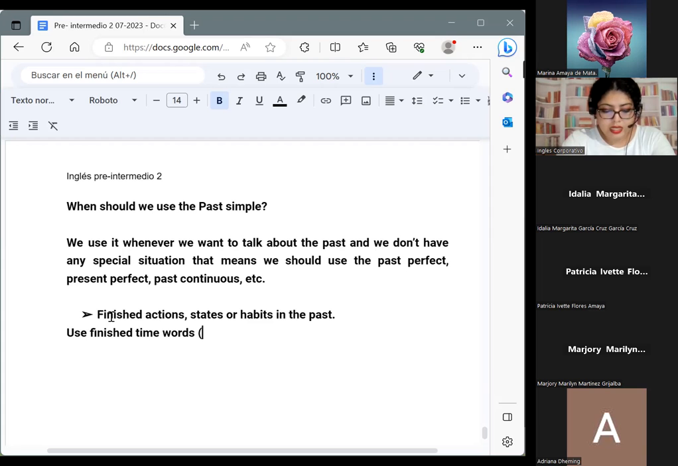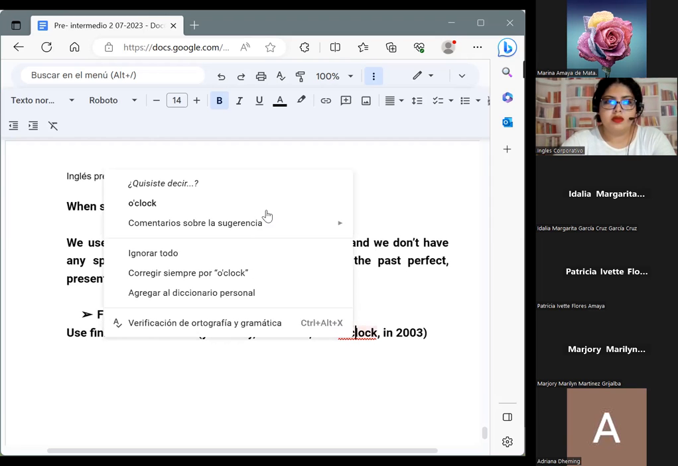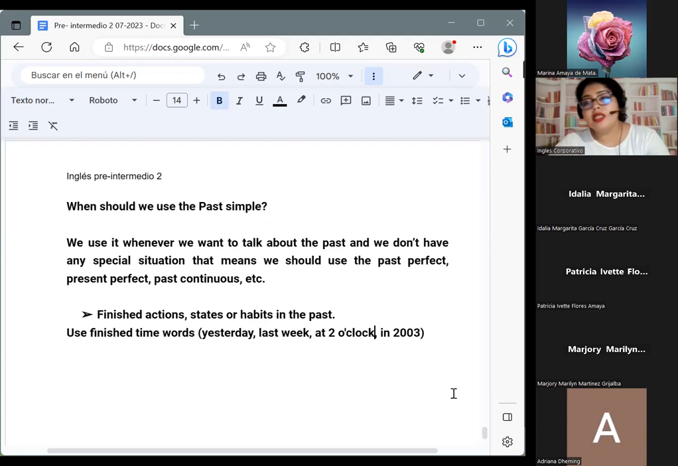Like yesterday, last week, at 2 o'clock, in 2003. Okay, in this case, basically, we are saying that we use this kind of words to represent the time in which we perform some actions.